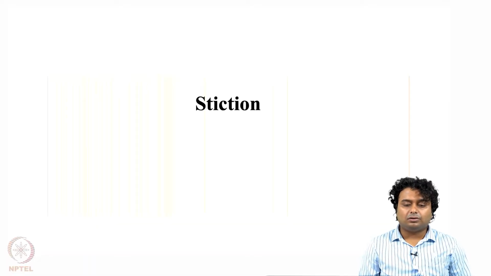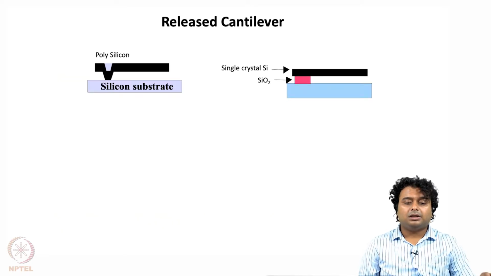Today we are going to talk about stiction. Now what is stiction? As the name suggests, it is about sticking of some structure to its base or substrate. Now let us see how a released cantilever may look like.